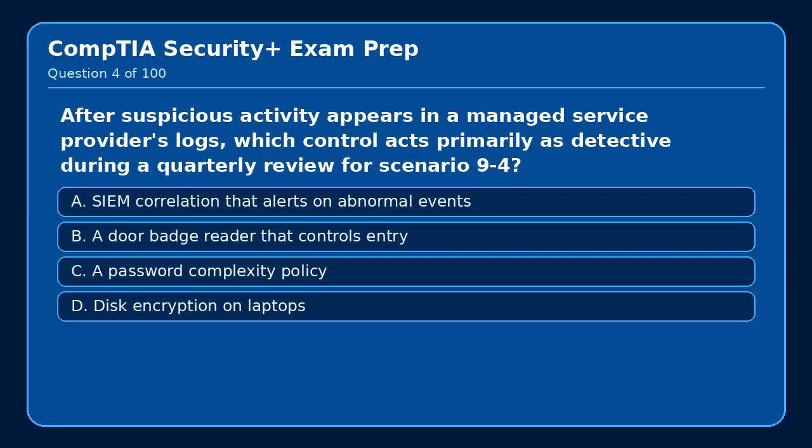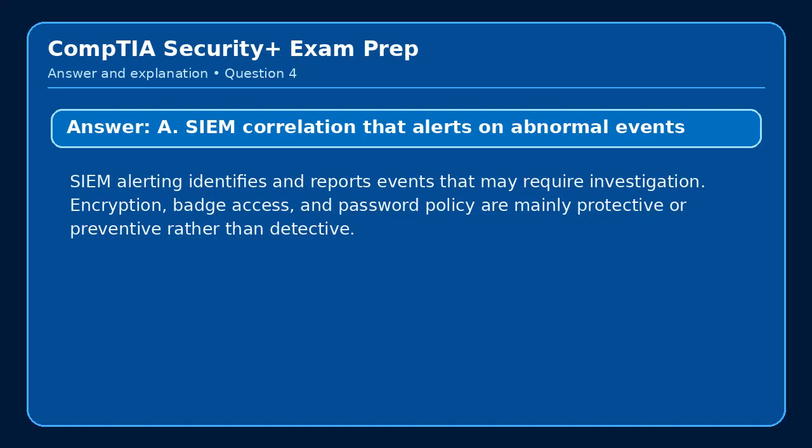The answer is A. SIEM correlation that alerts on abnormal events. SIEM alerting identifies and reports events that may require investigation. Encryption, badge access, and password policy are mainly protective or preventive rather than detective.